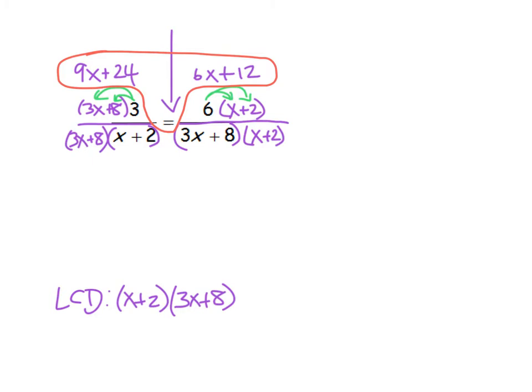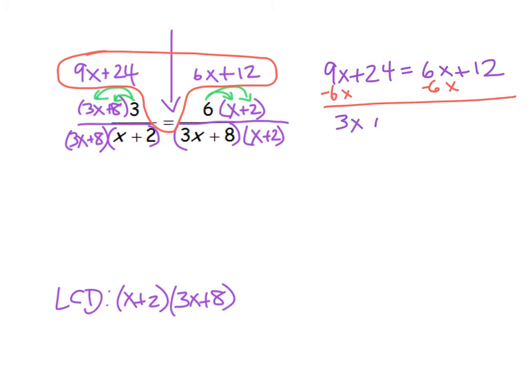So I'm just going to go over here and write 9x plus 24 equals 6x plus 12. And now we're going to solve this equation for x. I'm going to subtract 6x from both sides. I have 3x plus 24 equals 12. I'm going to subtract 24 from both sides. I get 3x equals negative 12. And lastly, we divide by 3.